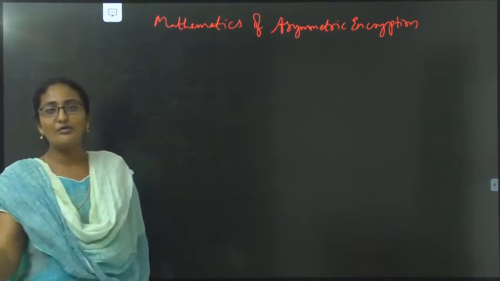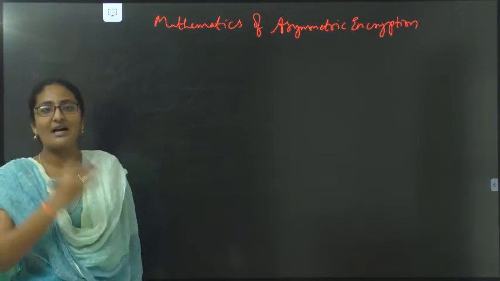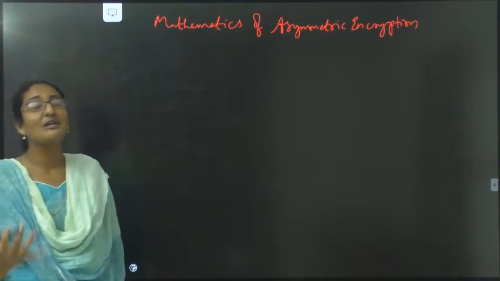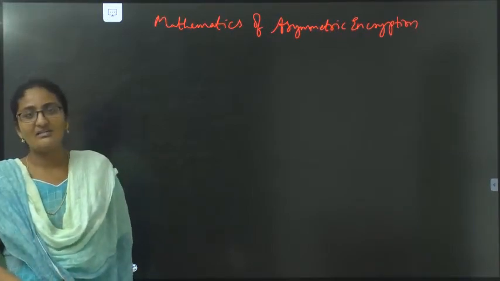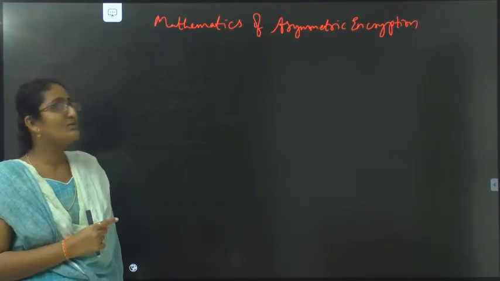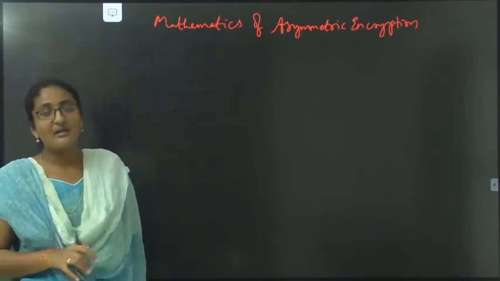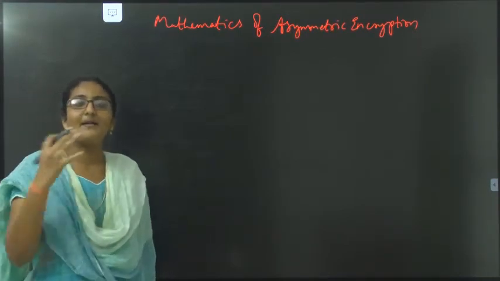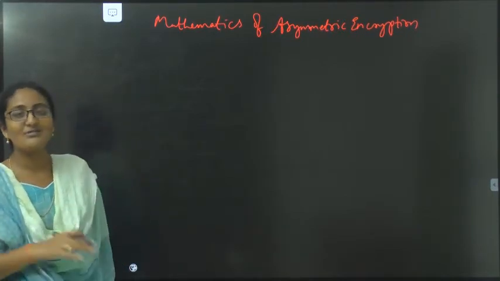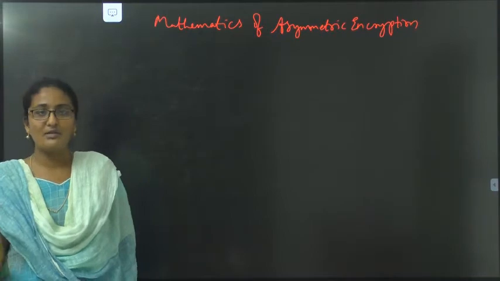As a part of unit 3, we have discussed the RSA algorithm, what asymmetric encryption is, why we go for asymmetric encryption, and the Chinese remainder theorem. Mathematics of asymmetric encryption is the last topic of unit 3. Once we see it, we will complete the 3 units of CNS.